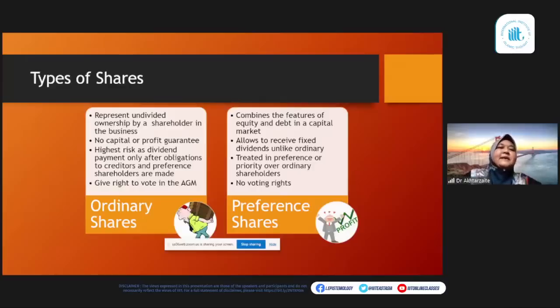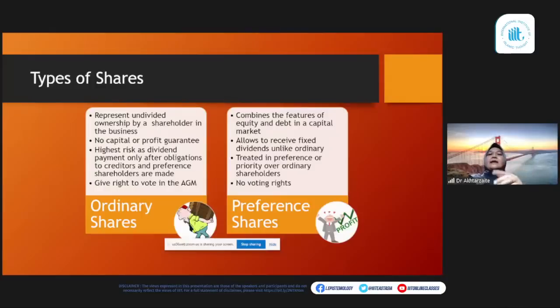Highest risk, as dividend payment only comes after obligations to creditors and preference shareholders are made. It is highest risk because as a shareholder, you will get your dividend payment only after the payment to the creditors has been settled, and payment to the preference shares, which we will look at later on, is also made. Then only the ordinary shareholders will take their rights over the dividend. Ordinary shares give the right to vote in the AGM, the annual general meeting, for example, to appoint the CEO, to change the nature of business of the company, or something related to the day-to-day business of the company. Because you are the owner, you have the right to vote in the running of the company, right?